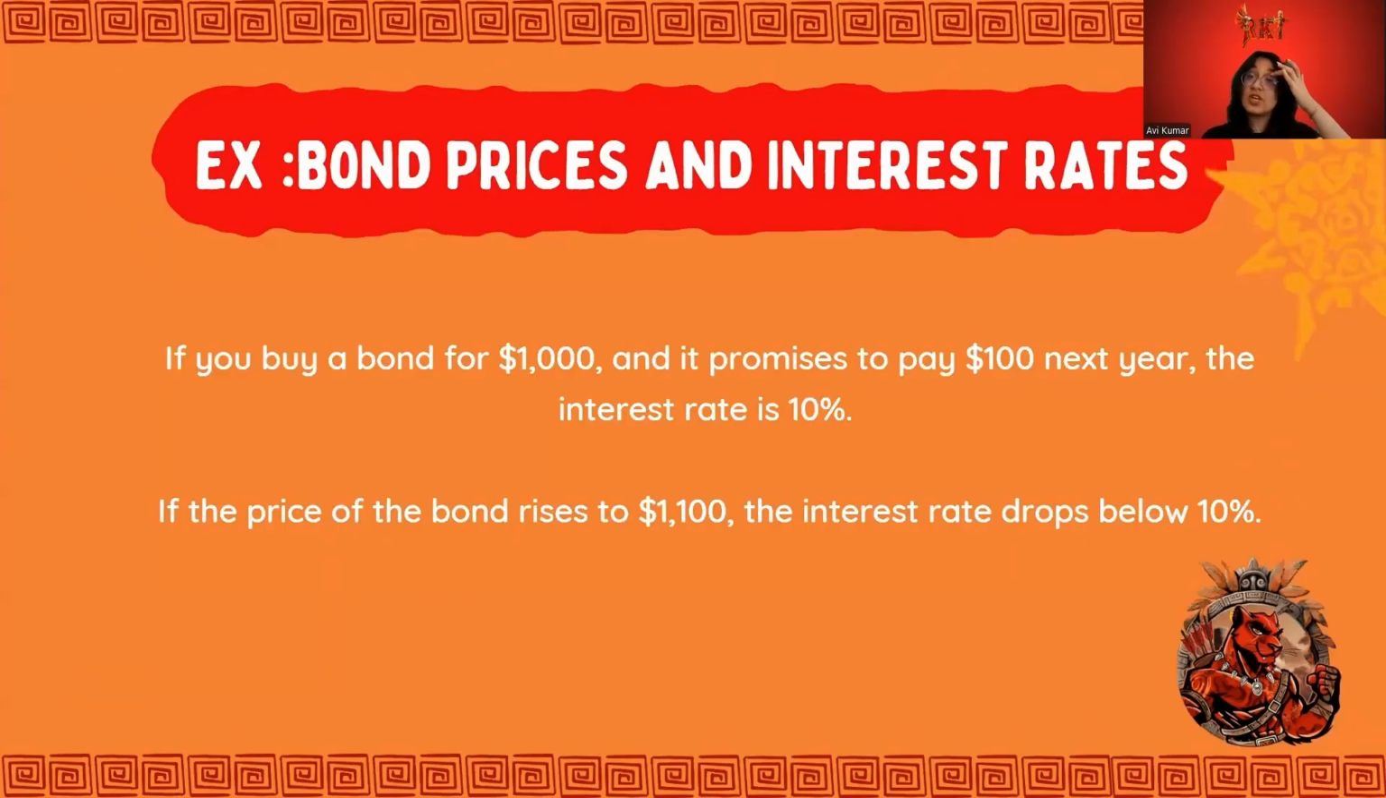So again, let's look at this through an example. If you buy a bond for $1,000 and it promises to pay $100 next year, the interest rate is 10%. But if the price of the bond rises to $1,100, but it still promises to pay $100 next year, the interest rate is not 10% anymore. Mathematically, it's below 10%. So you can see it's a decrease in the interest rate.